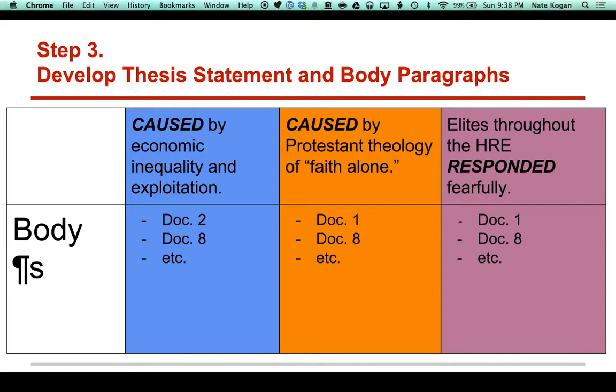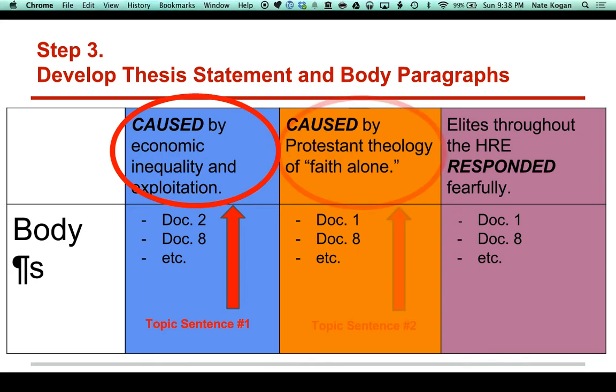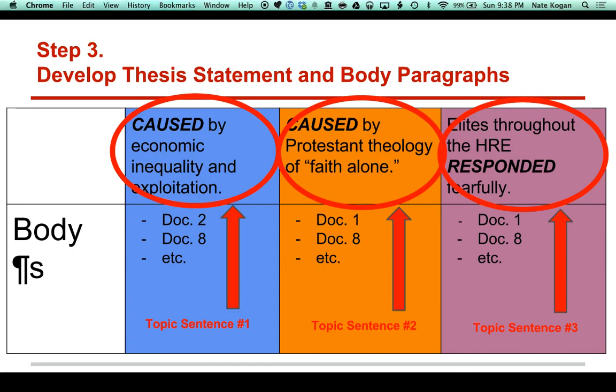Now the good thing about identifying these groups is that I've also done myself a great service of developing my topic sentences simultaneously. So as I go back and then when I prepare to write my body paragraphs, I already have my first topic sentence there that's caused by economic inequality. I have my second topic sentence here and my third topic sentence here. So identifying the groups also gives us the topic sentences.